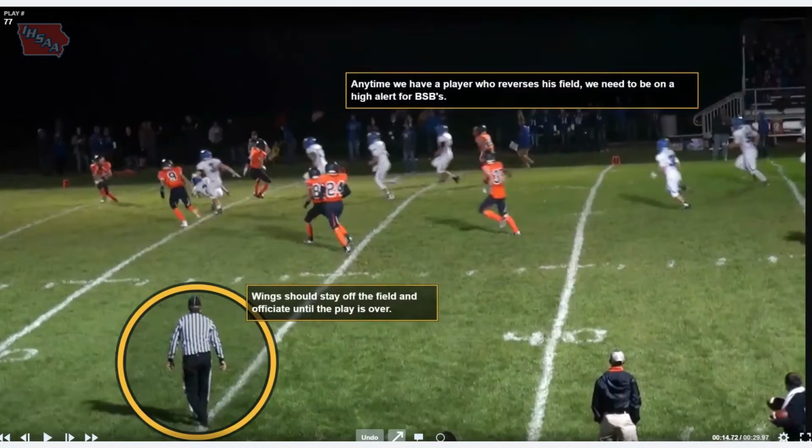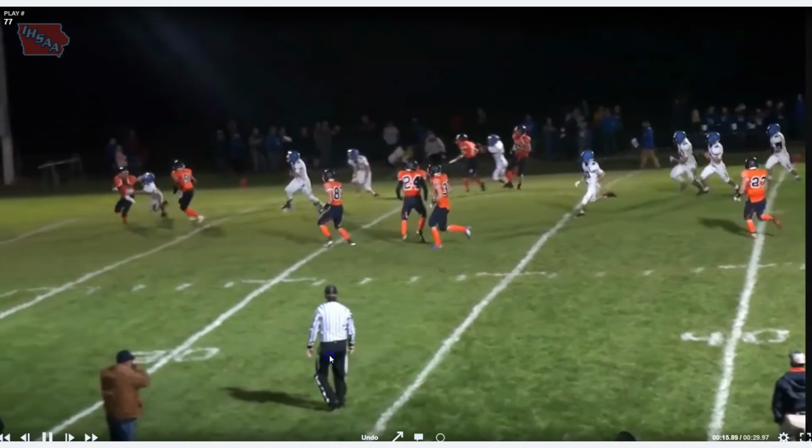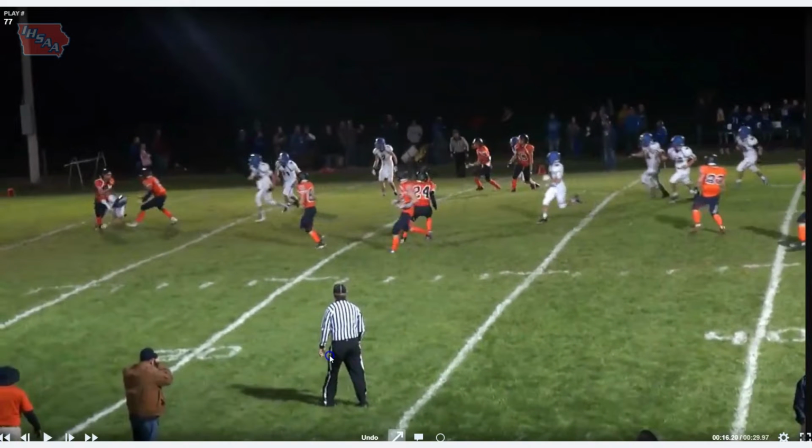But then we got an official who comes out on the field. Again, stay off the field. And anytime we have a player who reverses his field, high potential for blindside blocks. Any of them could be looking for a blindside block when he cuts back. And it happens to be this guy. So let's take a look. You can see he's lining them up. You just got to see that coming.